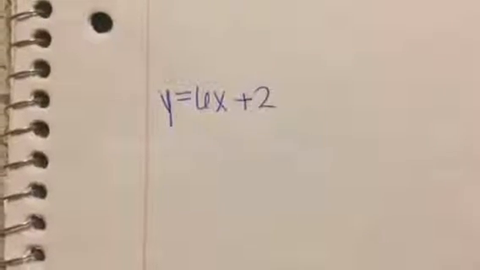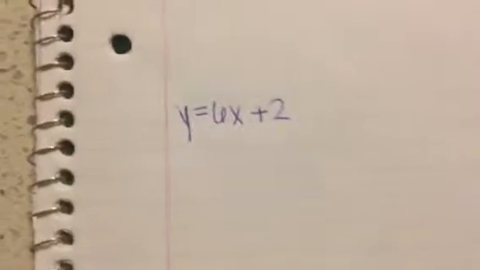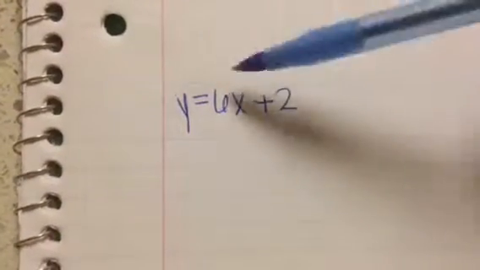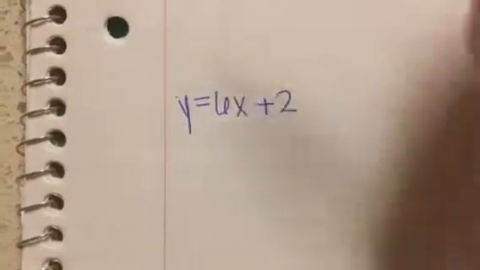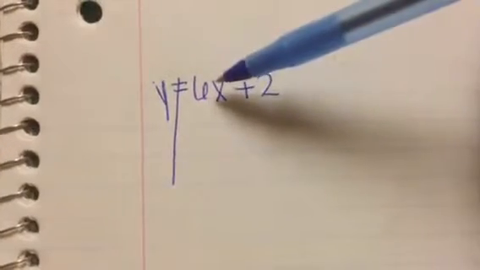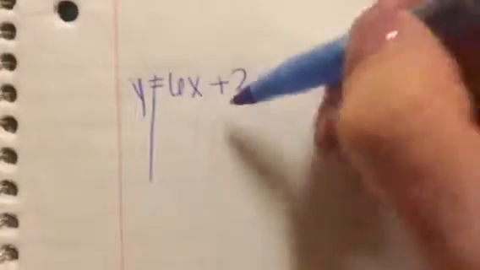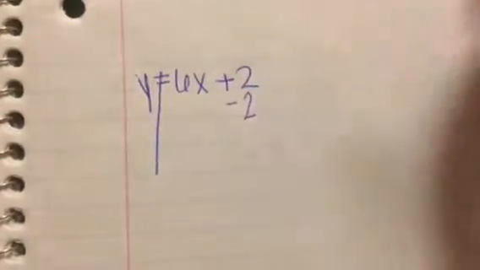Okay, we are going to do Learning Target 1A, which is solving formulas. First, what I want to do is get x by itself, so I'm going to write my line down the middle. In order to get x by itself, I need to first get rid of this positive 2, and I recognize that the opposite of positive 2 is minus 2.